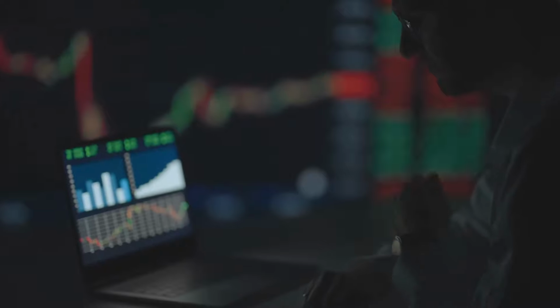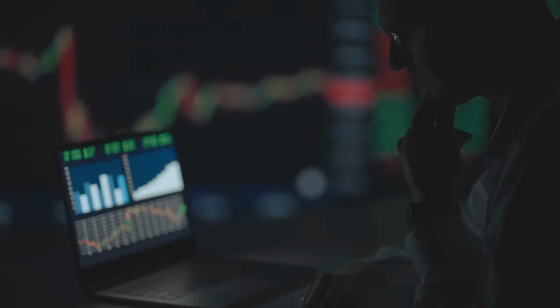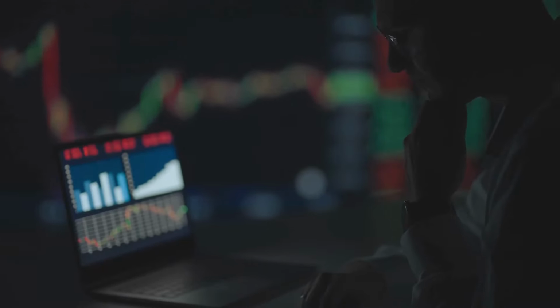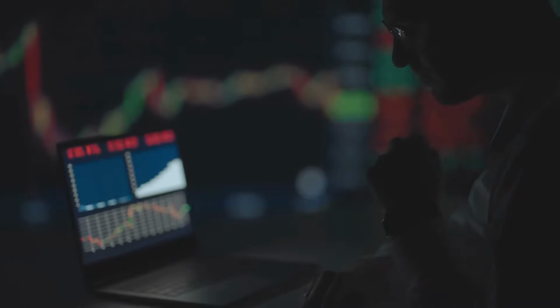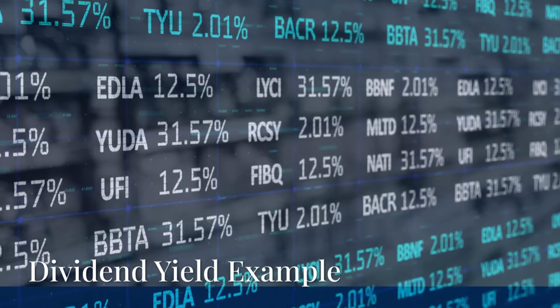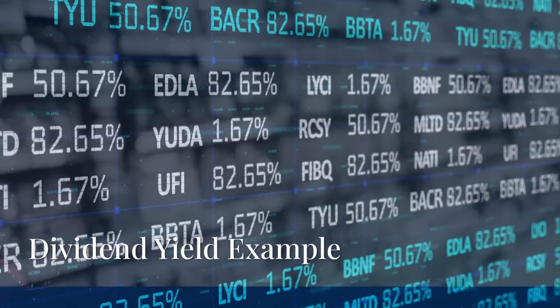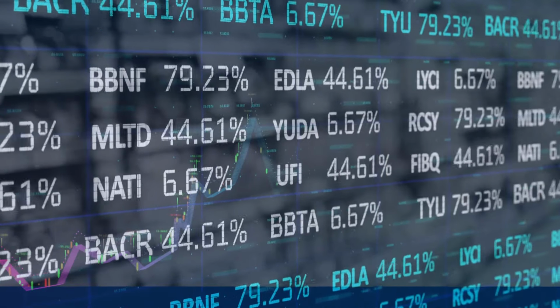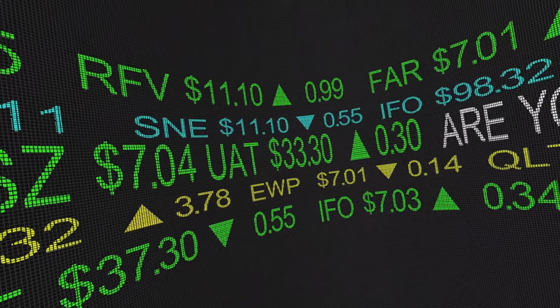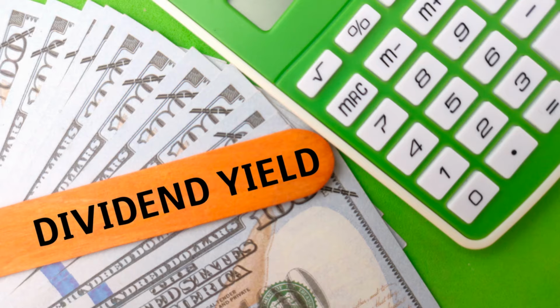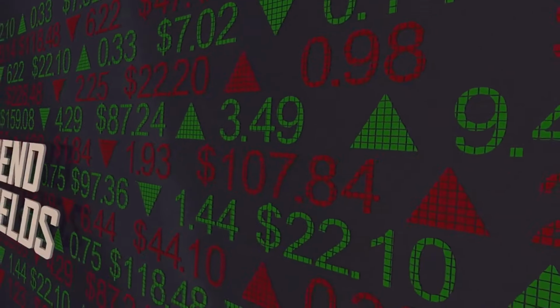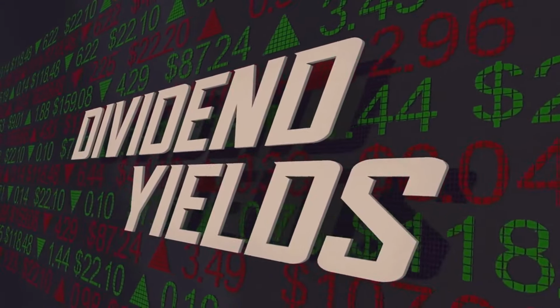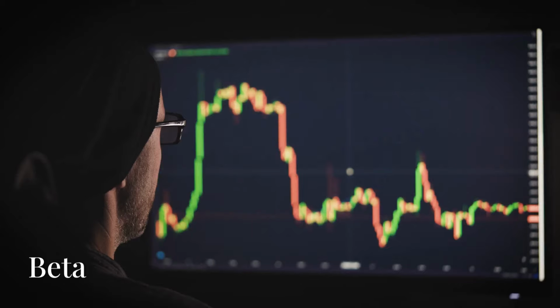Dividend yield shows the percentage return you receive from dividends relative to the stock's price. This helps investors seeking regular income decide where to invest. If a company pays $2.50 annually per share, and its stock price is $25, the dividend yield equals 10%. That's $2.50 divided by $25 multiplied by 100%.